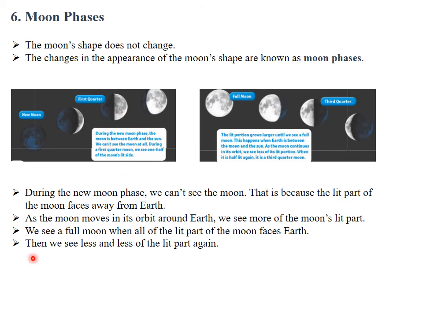Then, we see a full moon when all of the lit part of the moon faces Earth. If we look at the second picture on the right, the lit portion grows larger until we see a full moon. This happens when Earth is between the moon and the sun. And finally, as the moon continues in its orbit, we see less and less of the lit part again. And when it is half lit again, it is a third quarter moon.